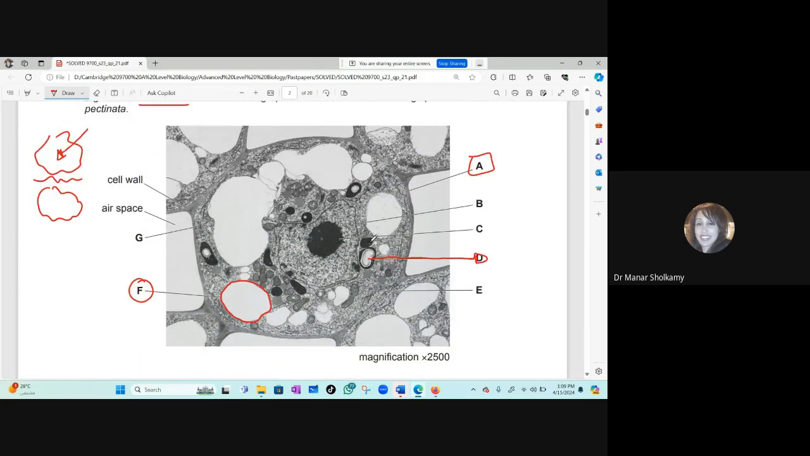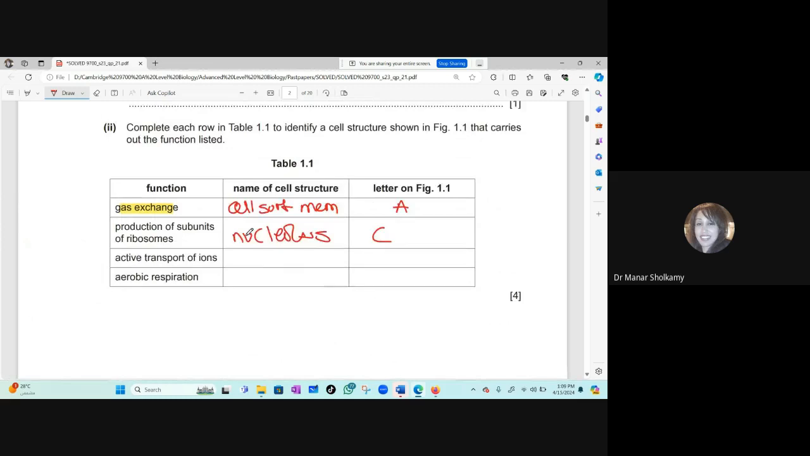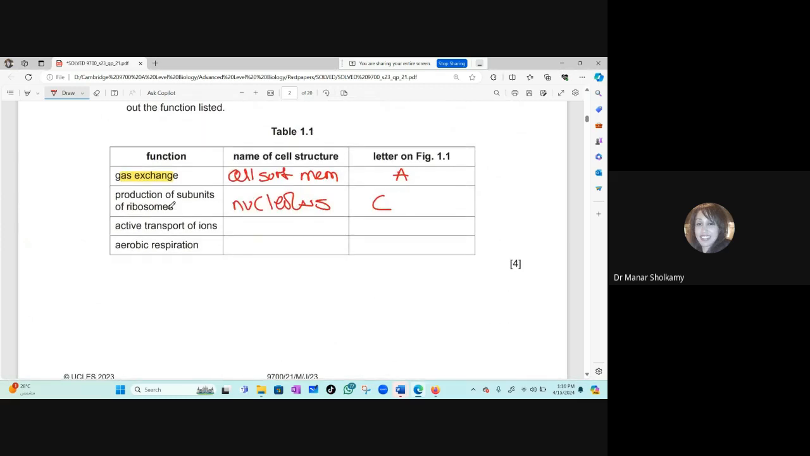Active transport. Again, this is easy. Which structure here helps in active transport? A. Yes, correct. A is the cell membrane. Any membrane actually contains carrier proteins and helps in active transport. So the cell surface membrane, or the plasma membrane. And again, it's A.